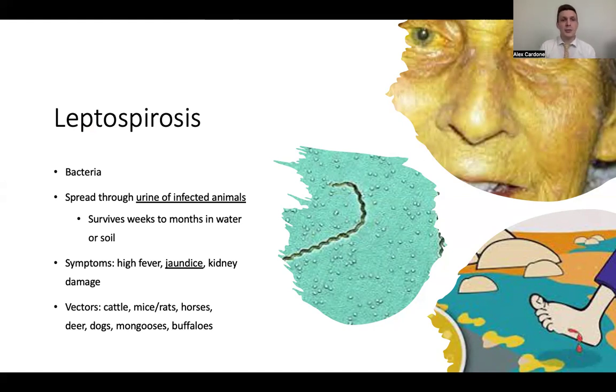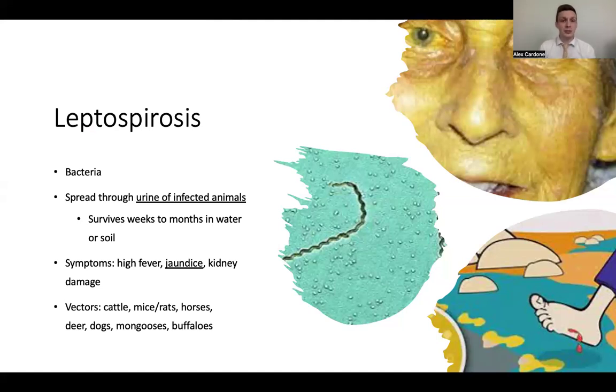Some of the symptoms could be high fever and jaundice. So again, that's a yellowing of the skin and eyes, like this individual up on the top right, as well as kidney damage, due to the stress on the kidneys from this overall infection.